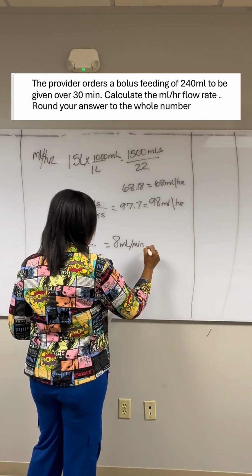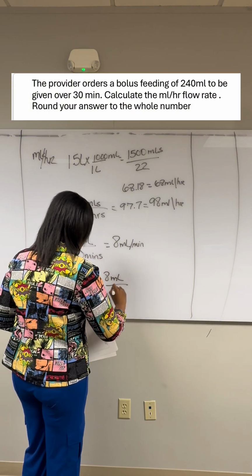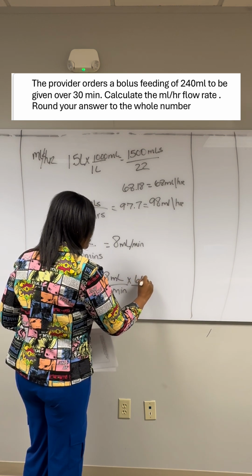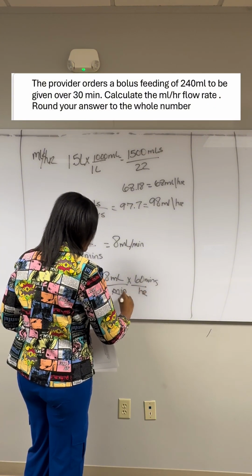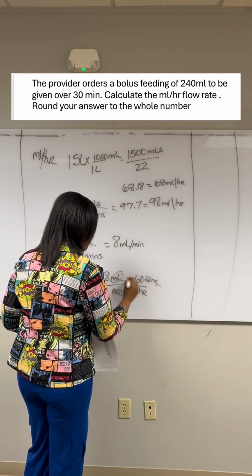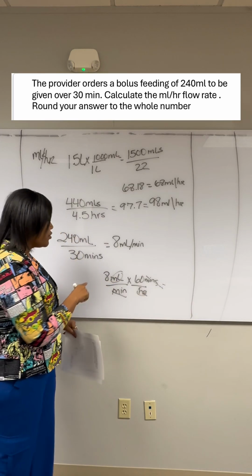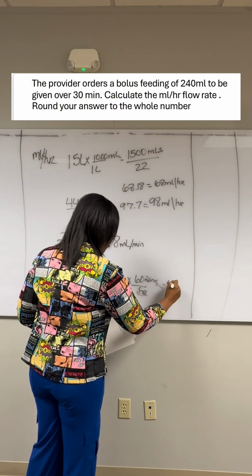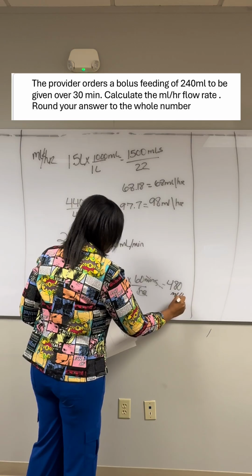So let's set it up down here, mLs per minute. We know that 60 minutes is equal to 1 hour. So minutes cancel out, and we're left with mLs per hour. Now all we have to do is multiply straight across. So we're gonna do 8 times 60, and that's gonna give us 480 mLs per hour. Let's do one last problem.